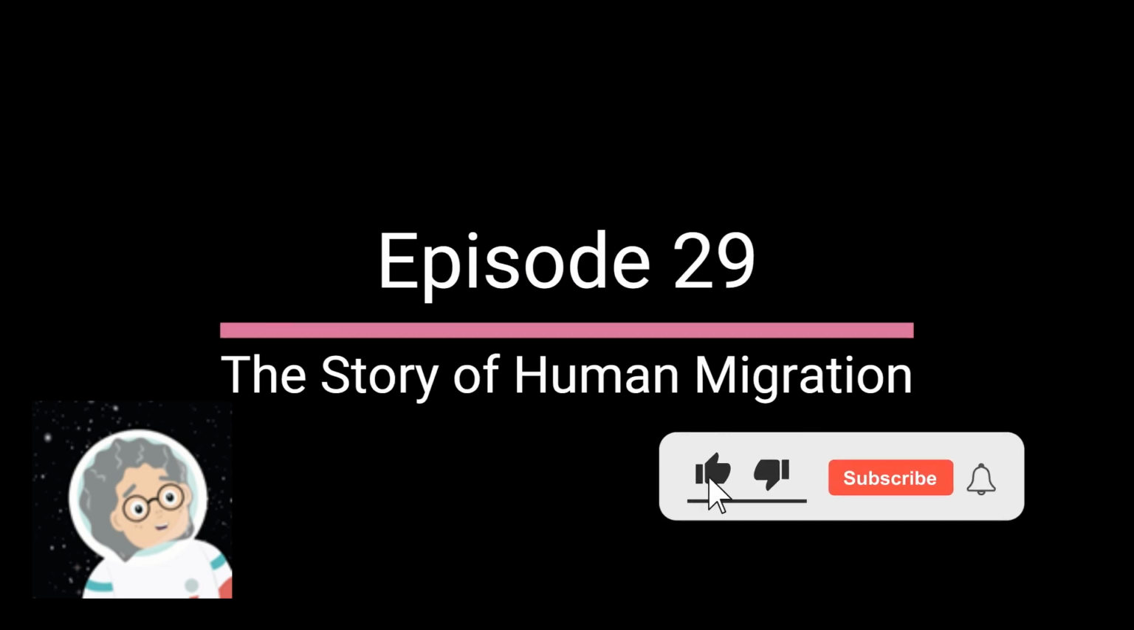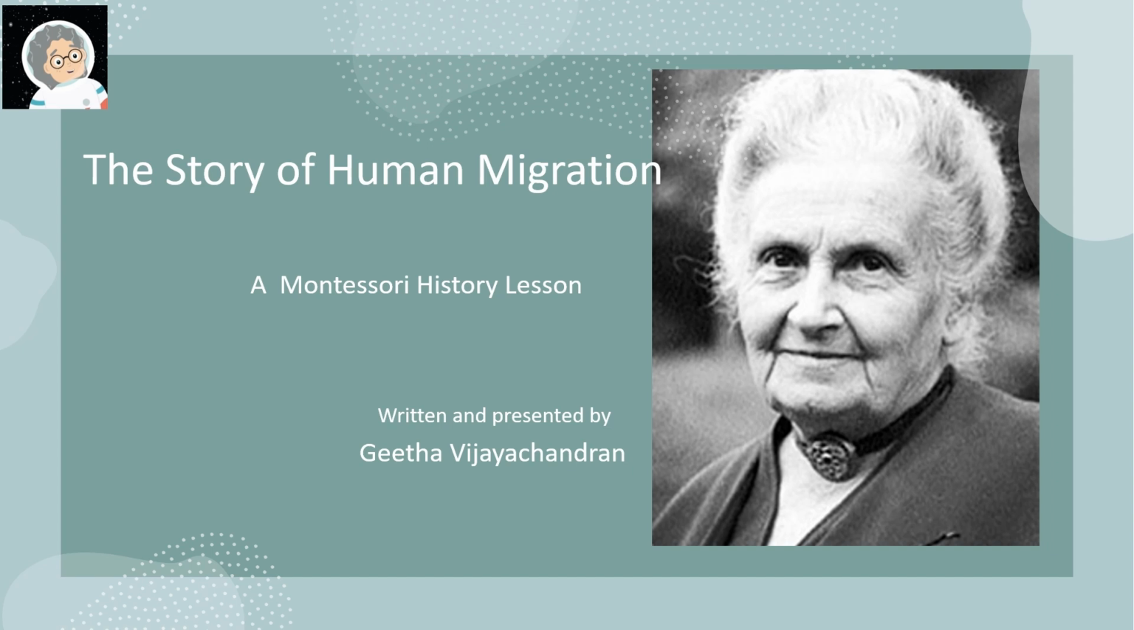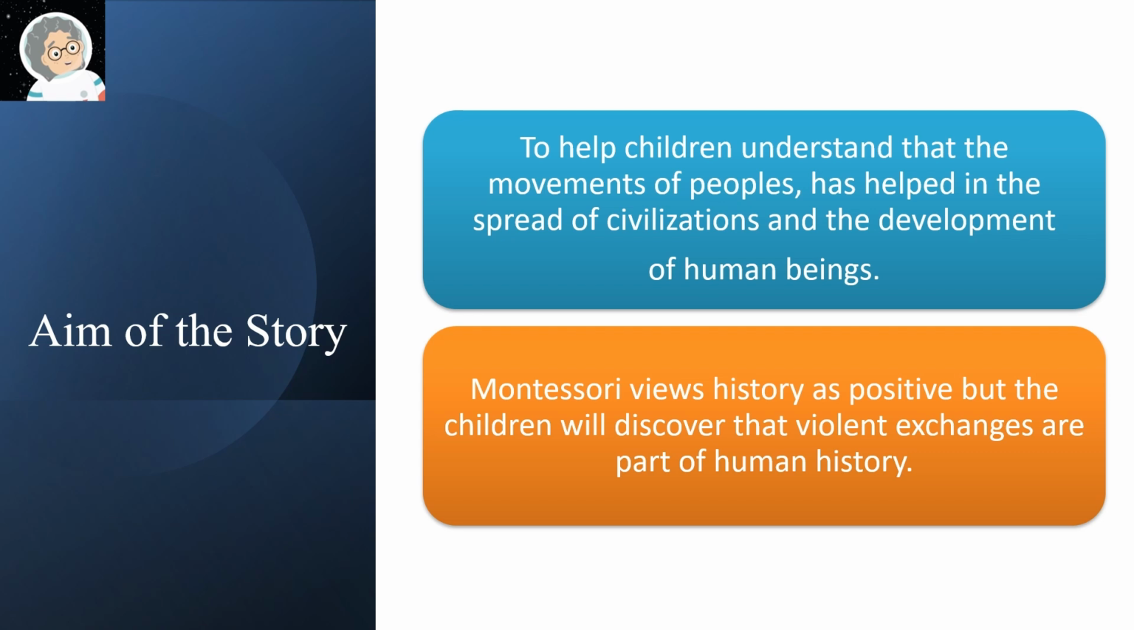Episode 29. The Story of Human Migration, a Montessori history lesson, written and presented by Geeta Vijayachandran. Aim of the story: to help the children understand that the movements of peoples has helped in the spread of civilizations and the development of human beings.